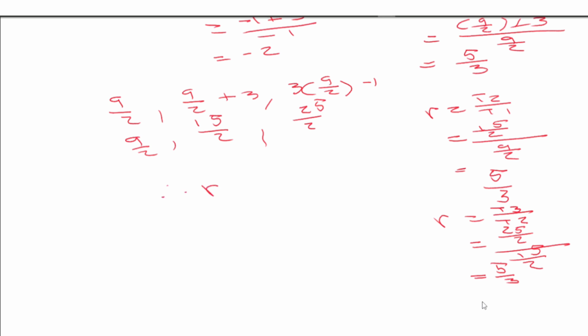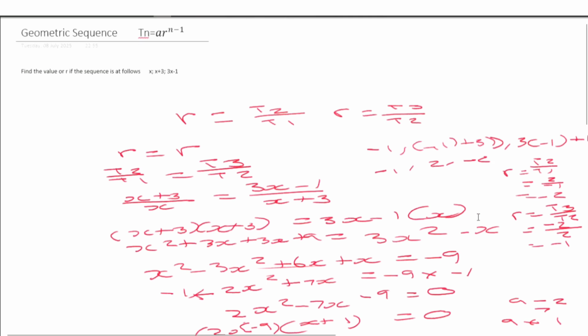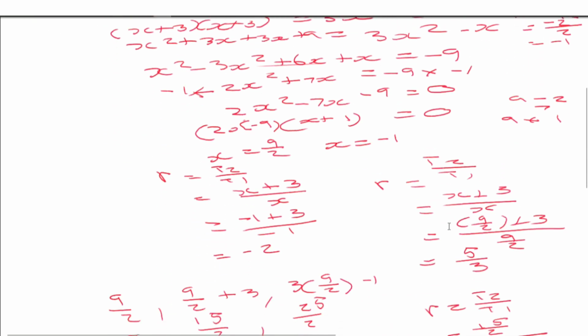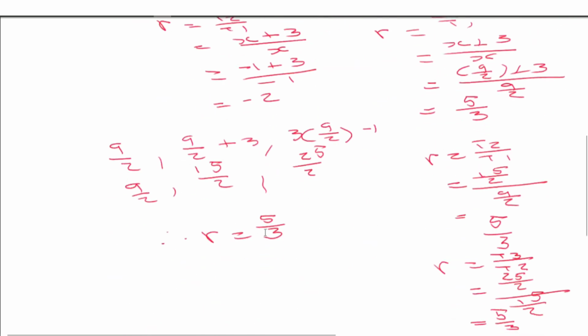So come and write it here. Therefore r equals 5/3, and you would get your full marks for showing all of these steps and proving that the real x value is 9 divided by 2, not x equals negative 1, and then making r equal to 5/3.